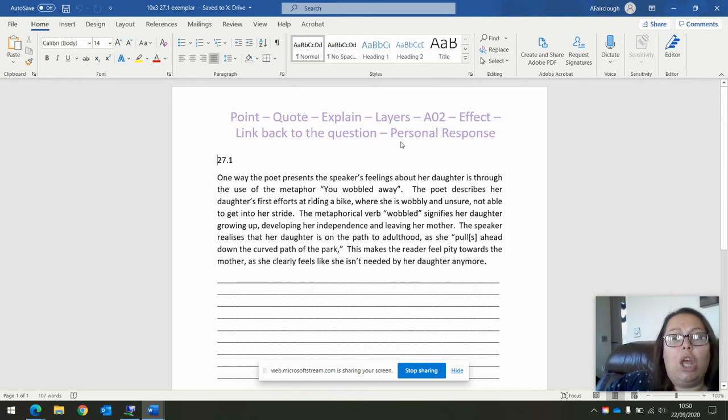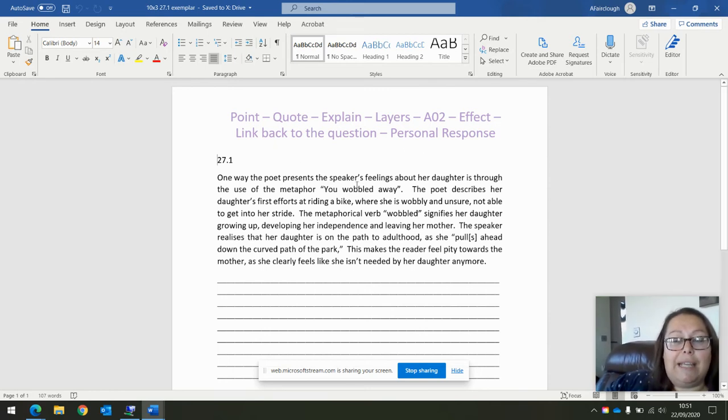Now, remember, we do multiple layers of meaning. We embed quotations within those layers of meaning as well. And we do multiple language analysis in addition to that. So we don't just pick one word out of that quotation. We're going to pick maybe 2 or 3 different words out and talk about the feature, talk about the use of that word, and what the writer intended the effect to be of using that word.